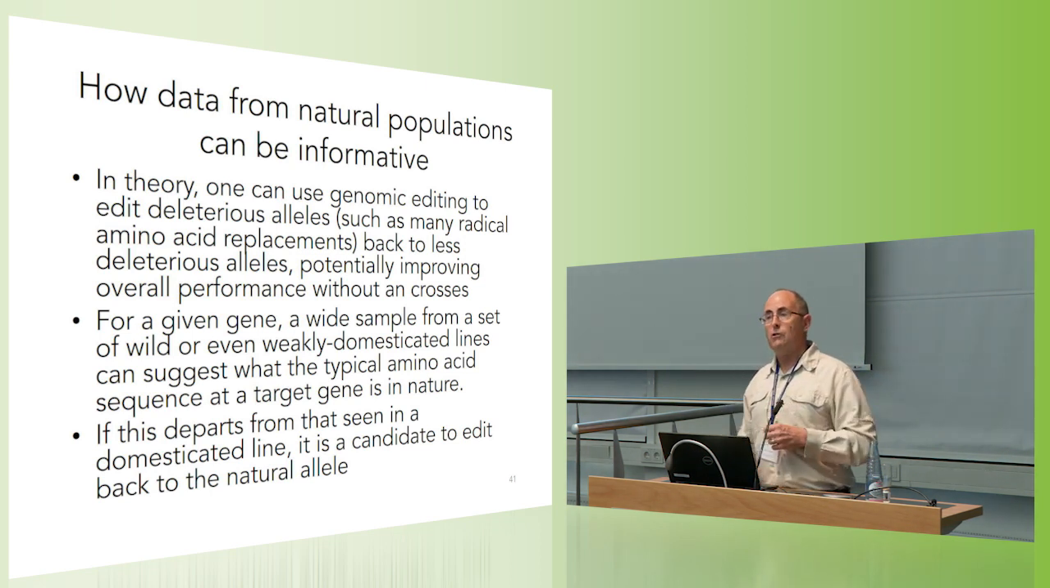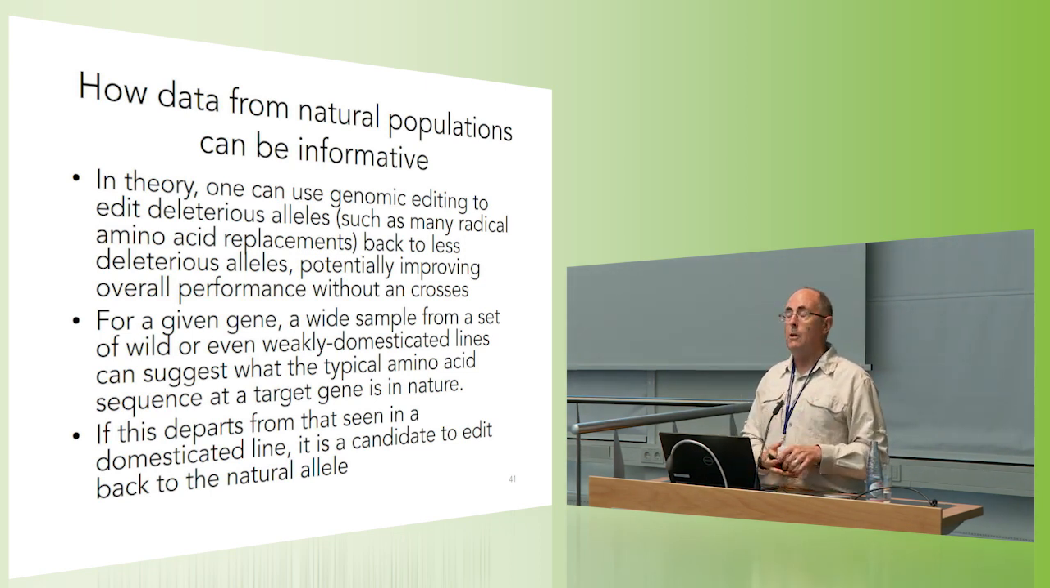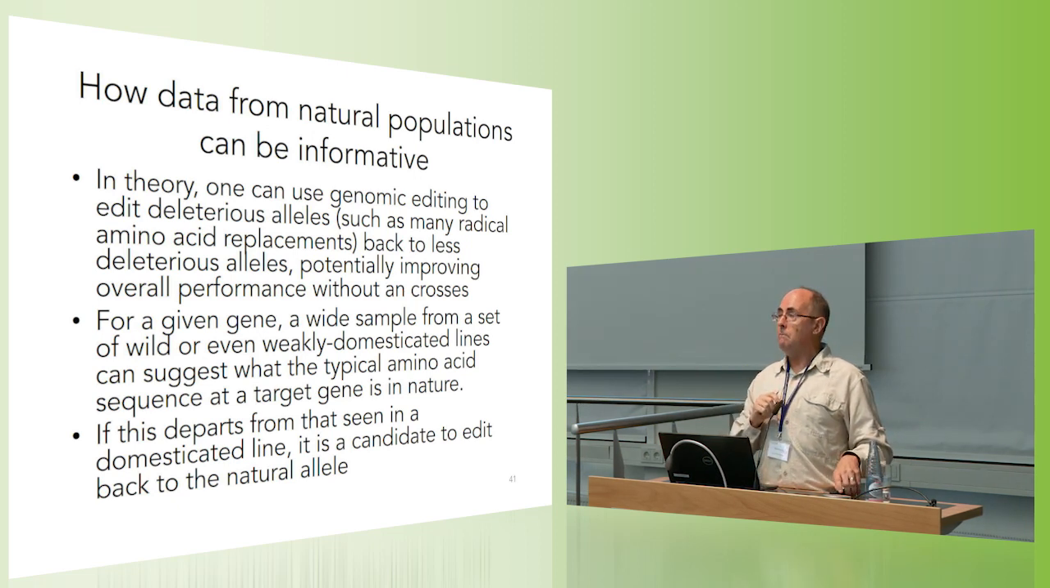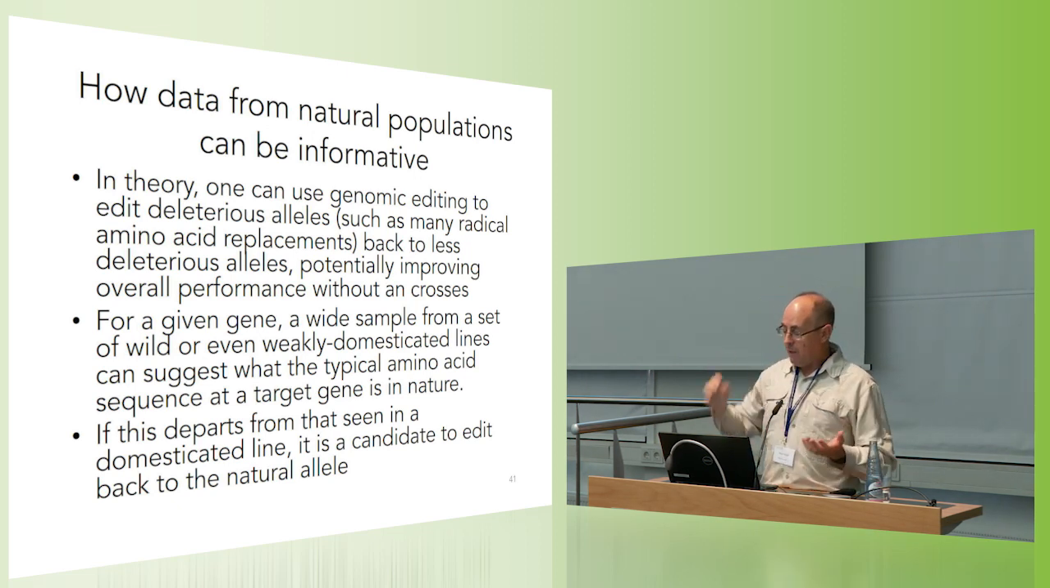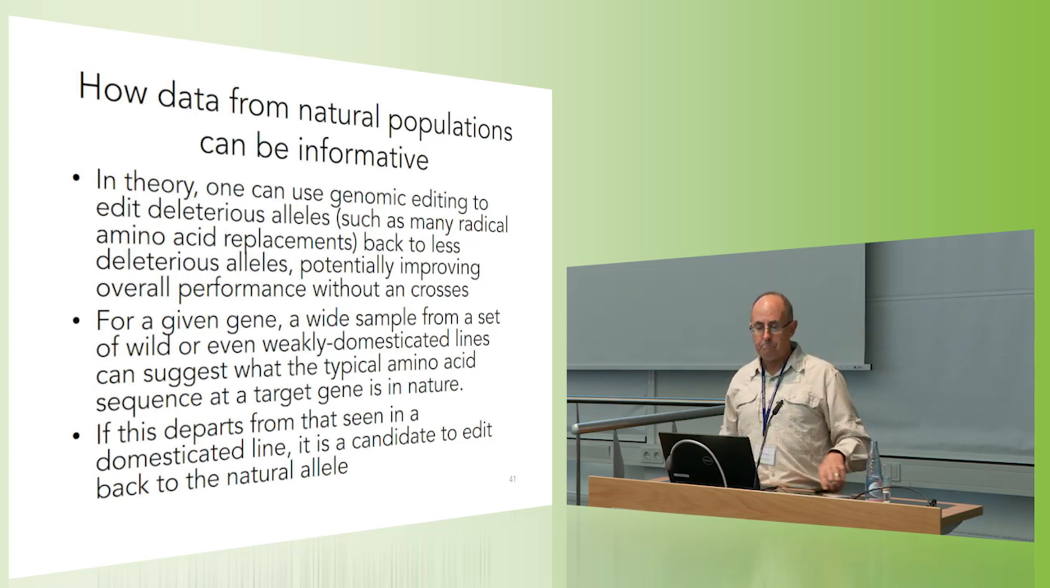So natural populations potentially provide a lot of information about specific targets to edit, because in natural populations, deleterious alleles will be rare. Now, obviously, this won't be 100% accurate, but it's a good initial first step. And all it requires you to do is basically take a wild population sample and sequence from that.